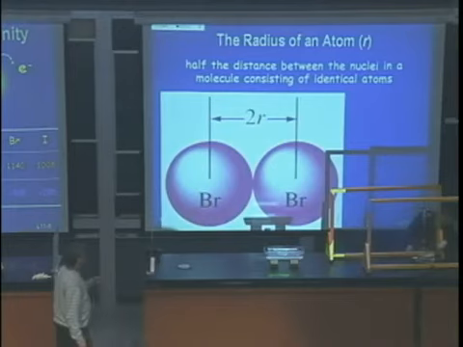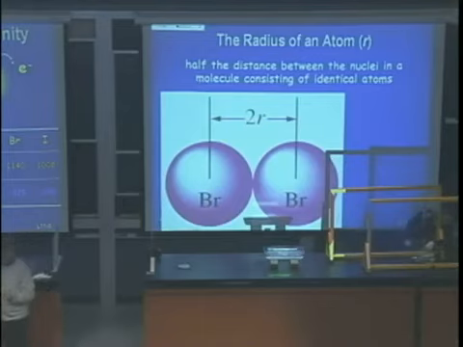And the radius of an atom we actually can't measure. You can't take a caliper and measure the radius of an atom. Even if you had a small caliper, it's difficult to measure.